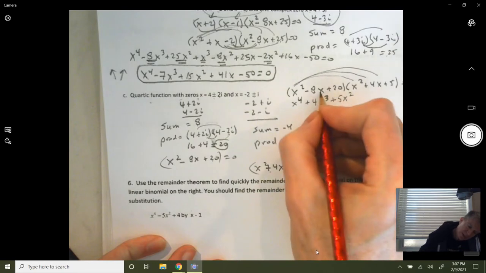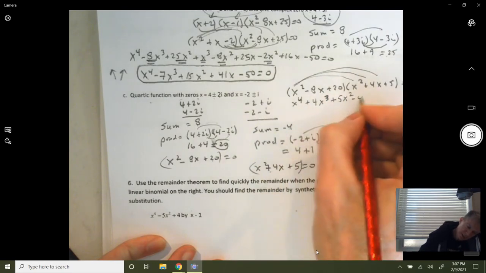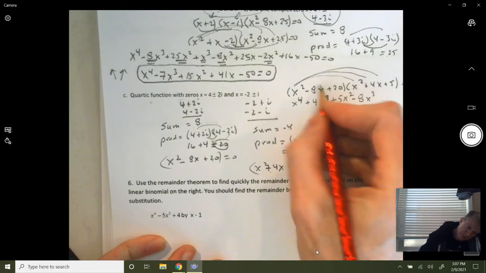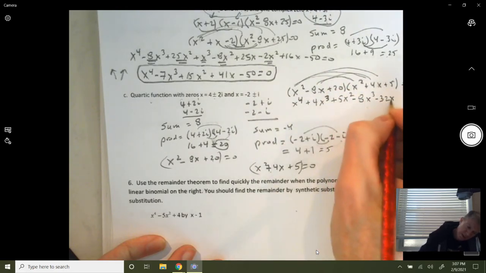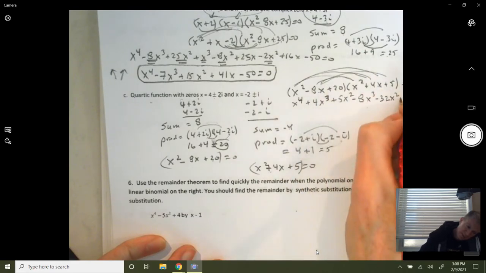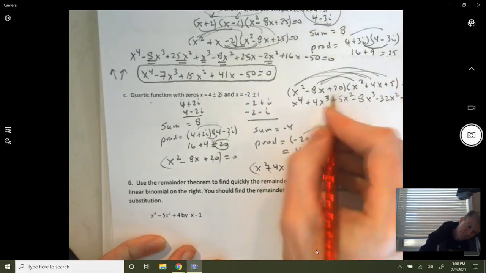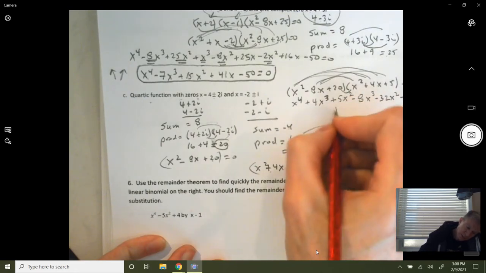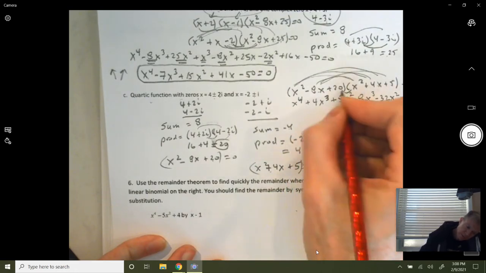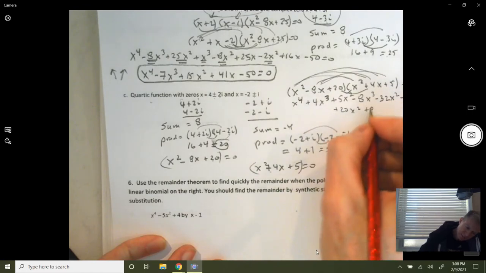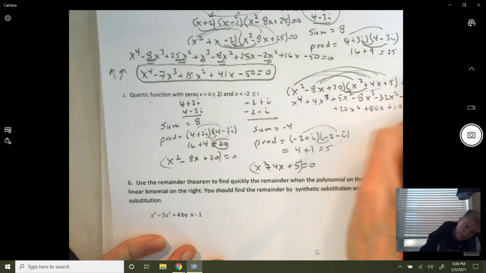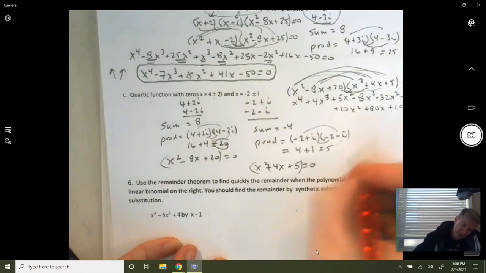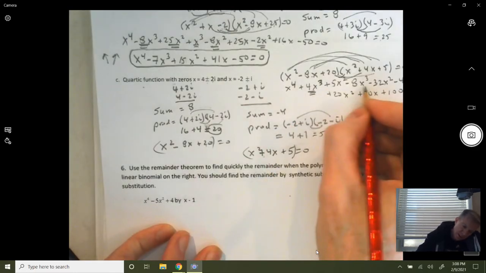Okay, then the minus 8x times x squared is minus 8x cubed, minus 8x times 4x is minus 32x squared, minus 8x times 5, so minus 40x, and then plus 20x squared plus 80x plus 100 equal to 0. Okay, so we've got x to the fourth, x cubed and x cubed.